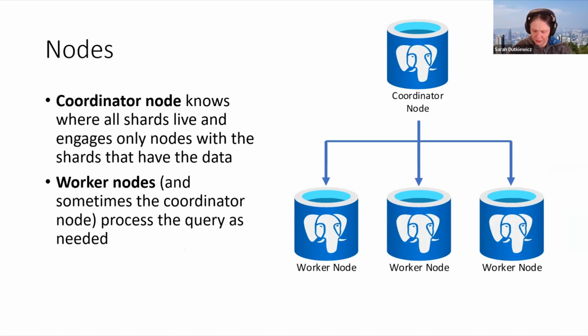The coordinator node knows where the data lives. It knows which shards based on hashes. So it stores hashes and it knows that shards with this hash live on this node, this other node, this other node.